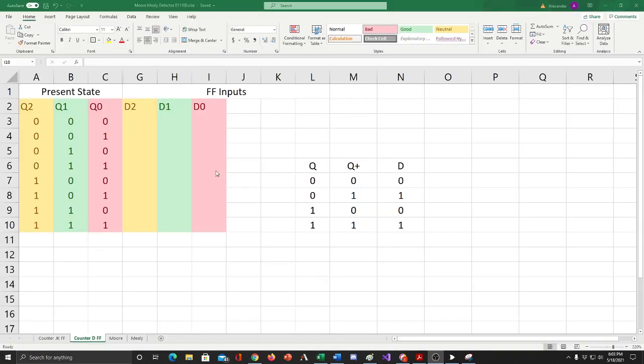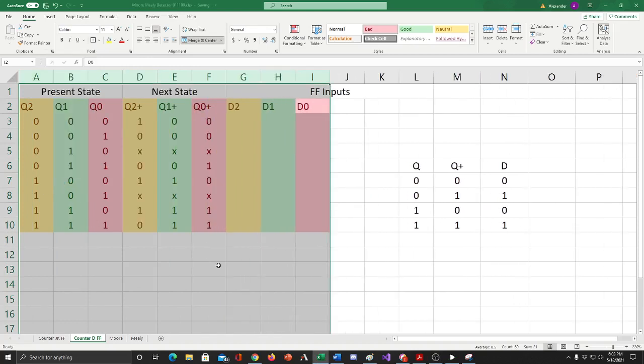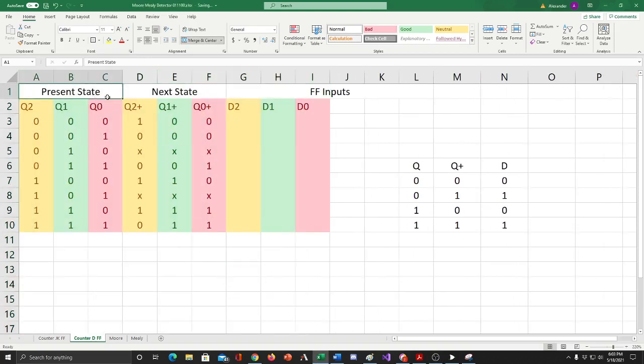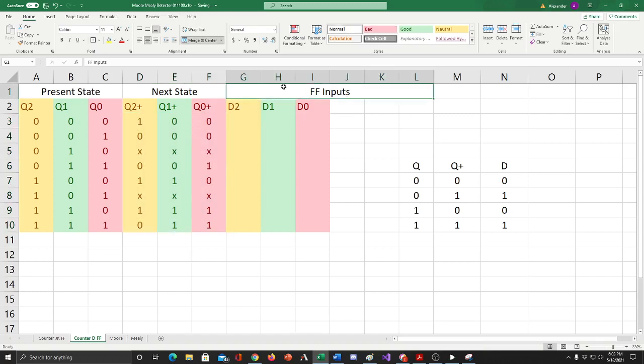So what's nice about the D flip-flop is we have the present state. Oh, and actually I need to unhide these. So we have the present state and the next state, which don't change, because we're designing the same counter. The only thing we're changing is that instead of using JK flip-flops, we're using D flip-flops.